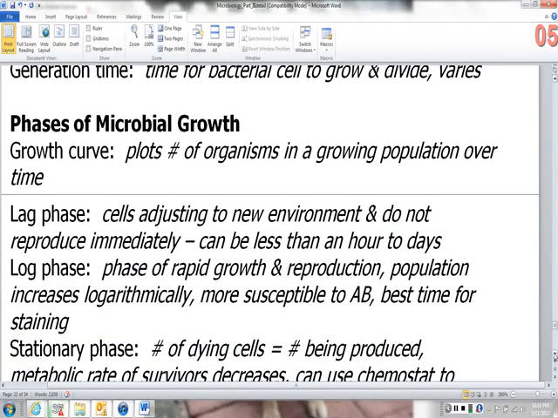In the log phase, the population increases logarithmically. During this phase of rapid growth and reproduction, cells are more susceptible to antibiotics because they are taking in more nutrients and are more likely to take up the antibiotic. It is also the best time for staining.